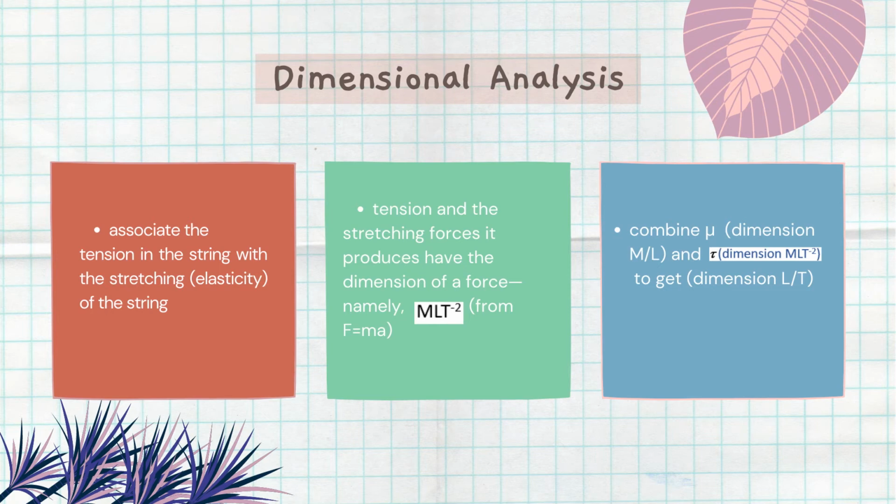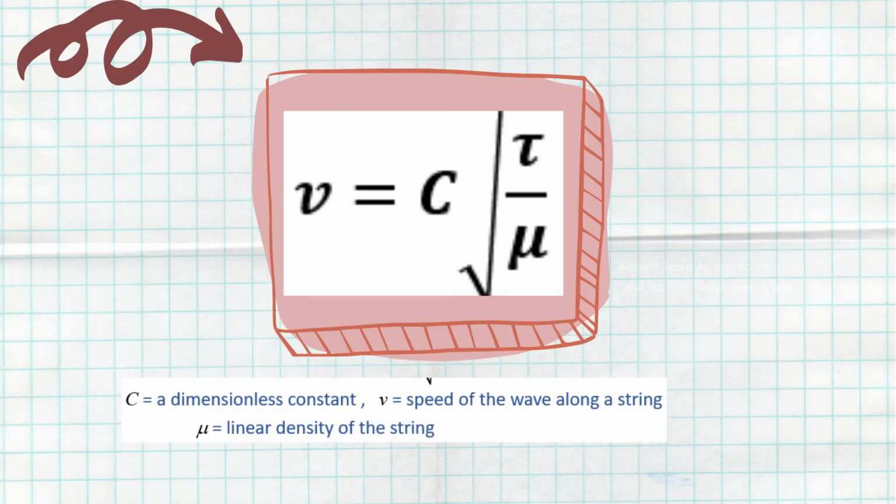The tension and the stretching forces it produces have the dimension of a force, namely mL over t squared, that come from F equal to ma. We need to combine mu and the force to get the dimension of L over t, which is the velocity. A little juggling of various combinations suggests v equal to c times the square root of force over mu.